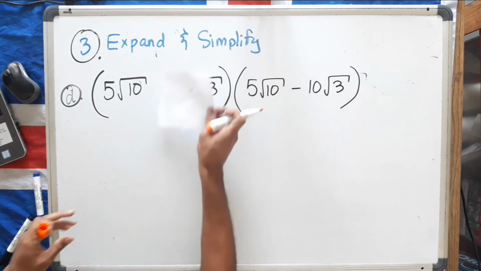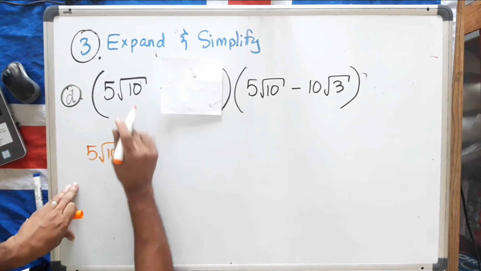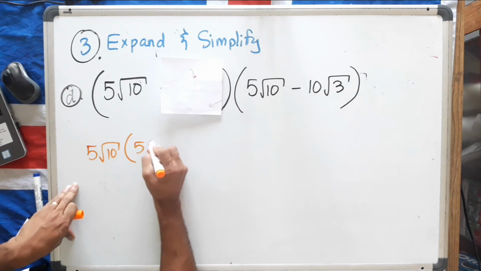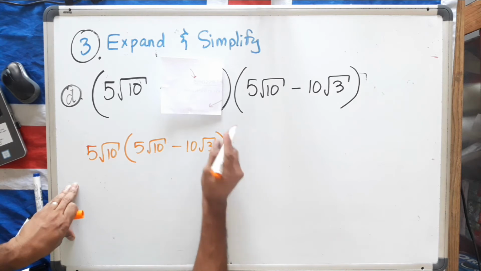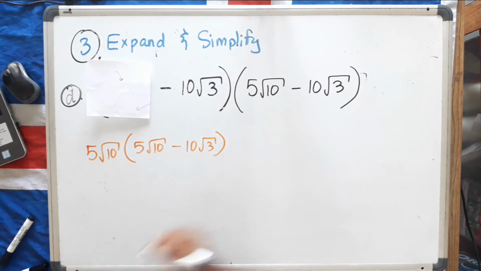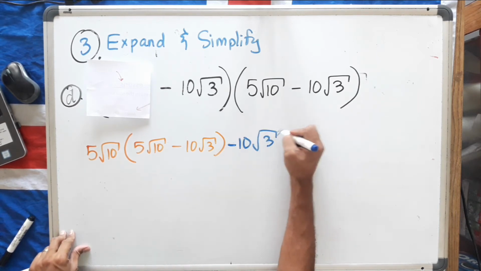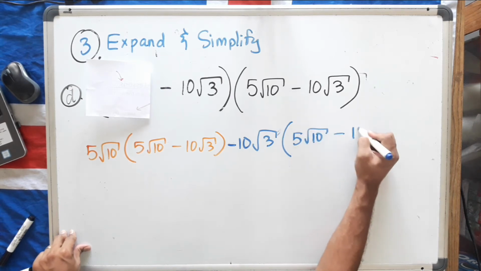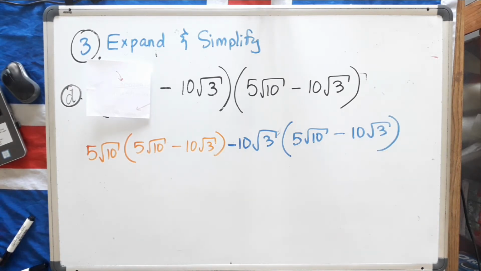All right. So let's see this. We have 5 square root of 10, that's him. And we're going to multiply this by 5 square root of 10 minus 10 square root of 3. Block him now. And we use a different color. Minus 10 square root of 3. Open brackets. 5 square root of 10 minus 10 square root of 3. So let's take our time now and multiply this out.